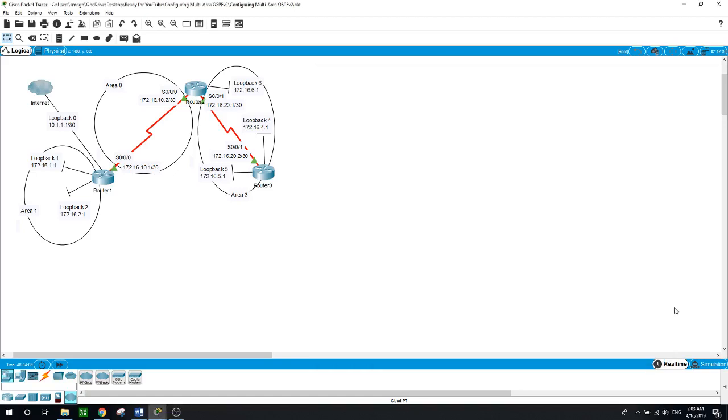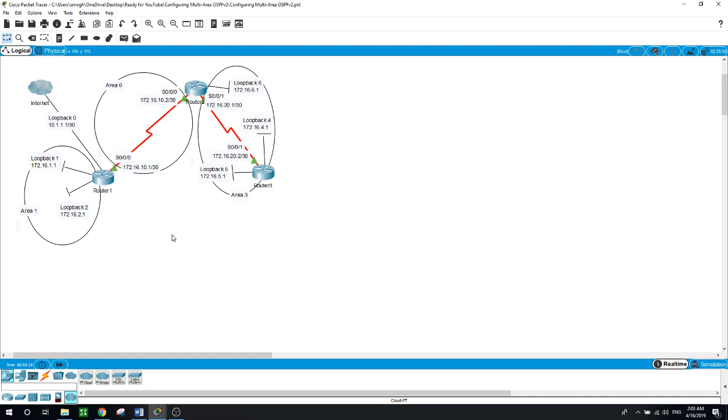Hello, this is Sal. In today's video, we will be talking about configuring multi-area OSPF version 2. In this topology diagram, I already configured the interfaces and the loopbacks, but if you download the walkthrough documents and the Packet Tracer, you will be able to configure them on your own.